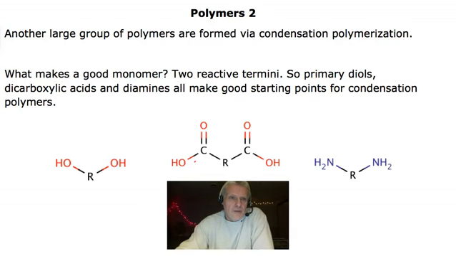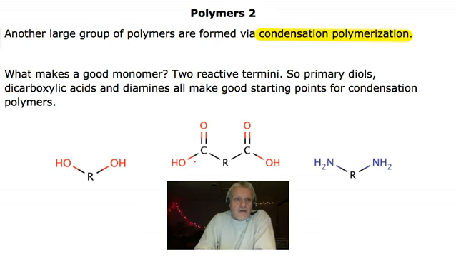So this is a pretty short video just dealing with the next type of polymerization reaction, and that's known as condensation polymerization. Absolutely nothing new here for you, but we'll just quickly talk about what makes a good monomer for this type of reaction. So a good monomer has two reactive termini, and by that I mean the ends of the molecules are reactive and can participate in condensation reactions.